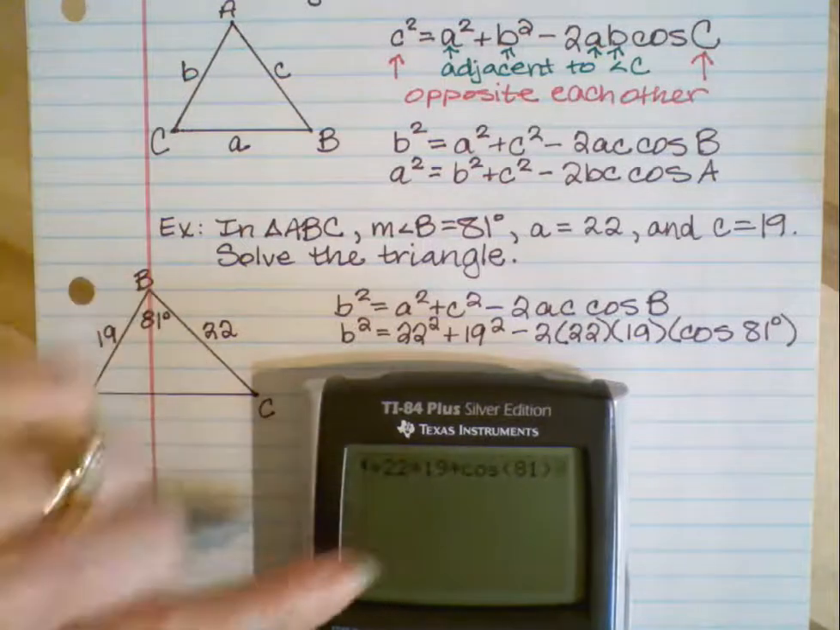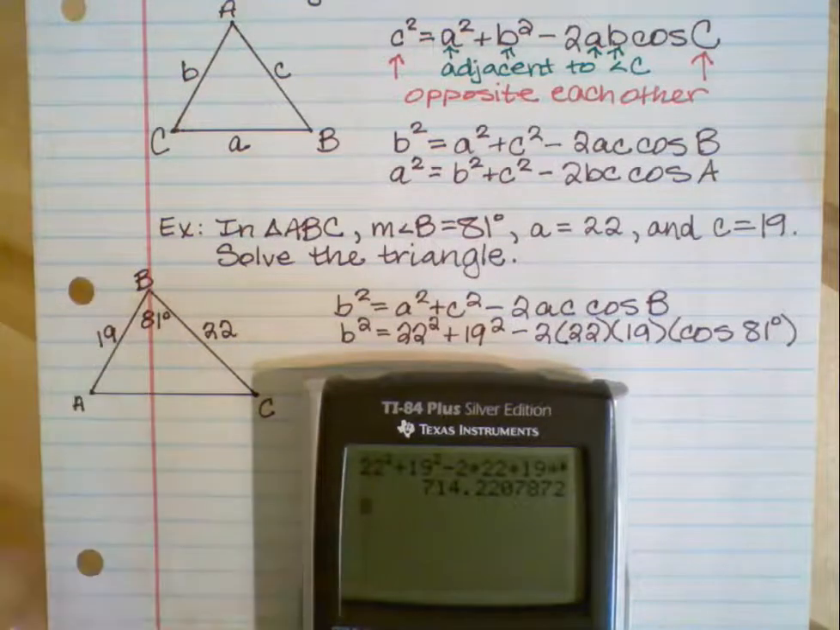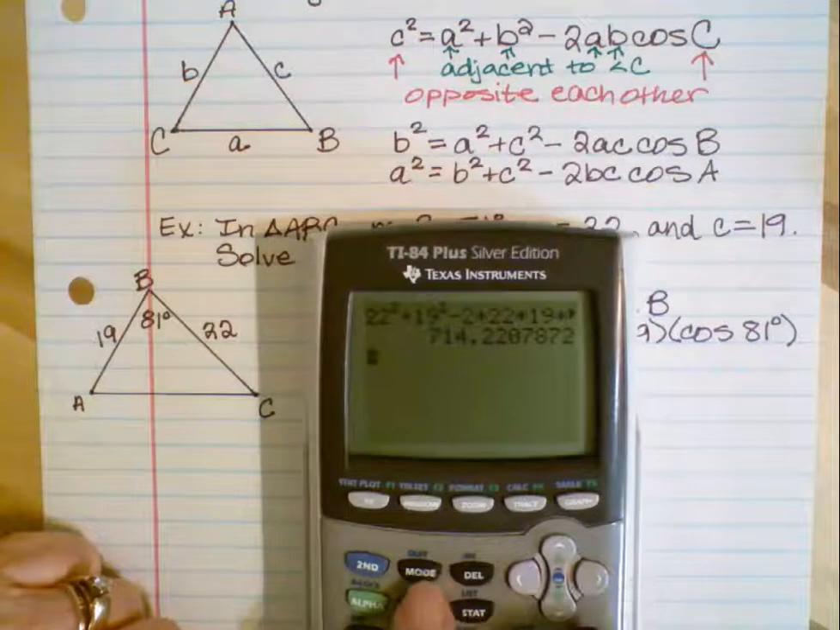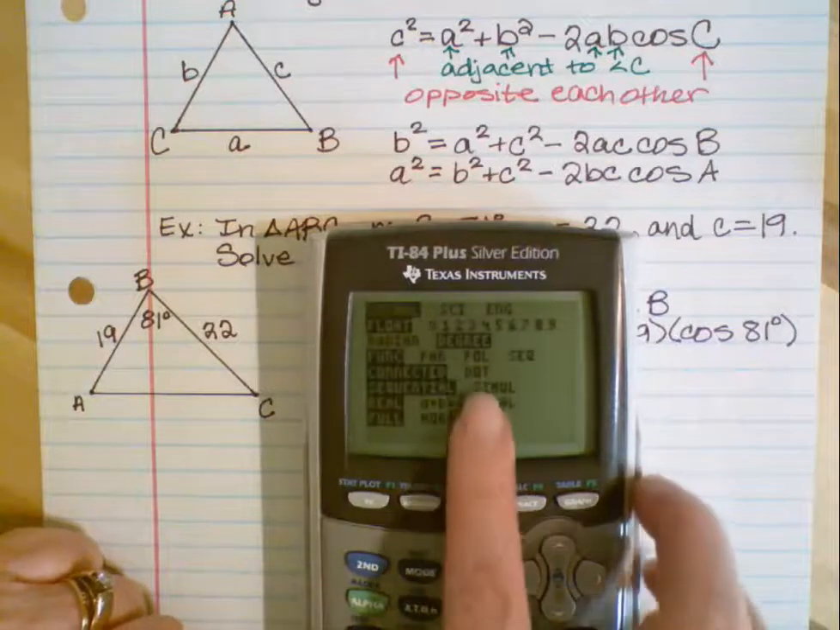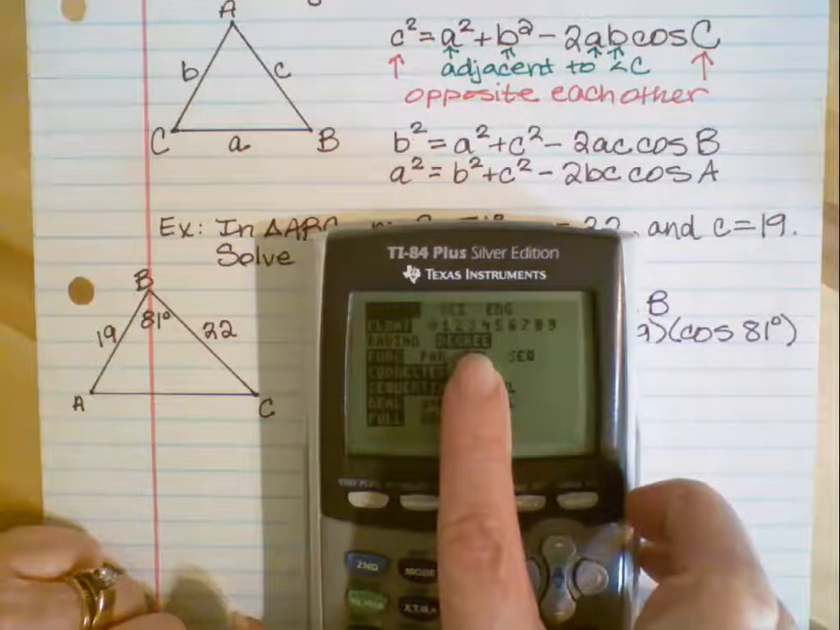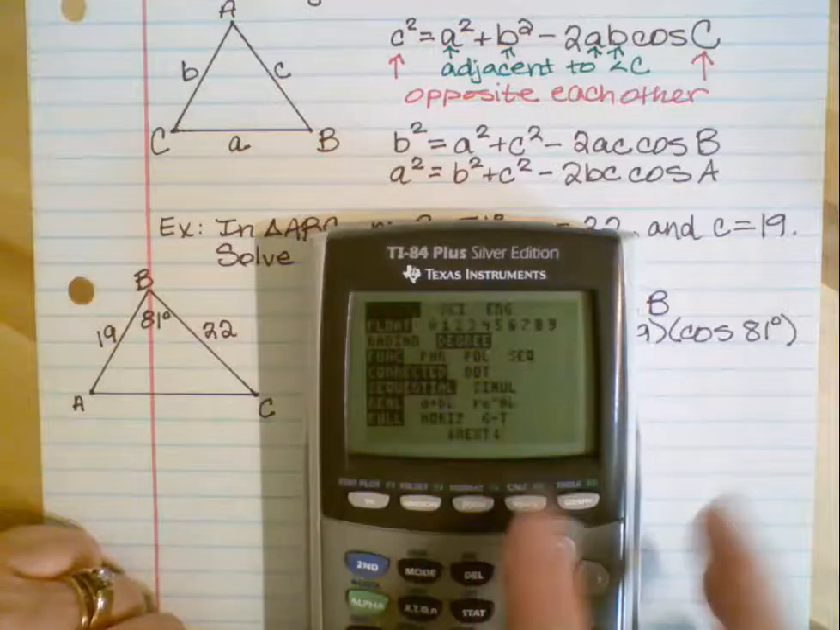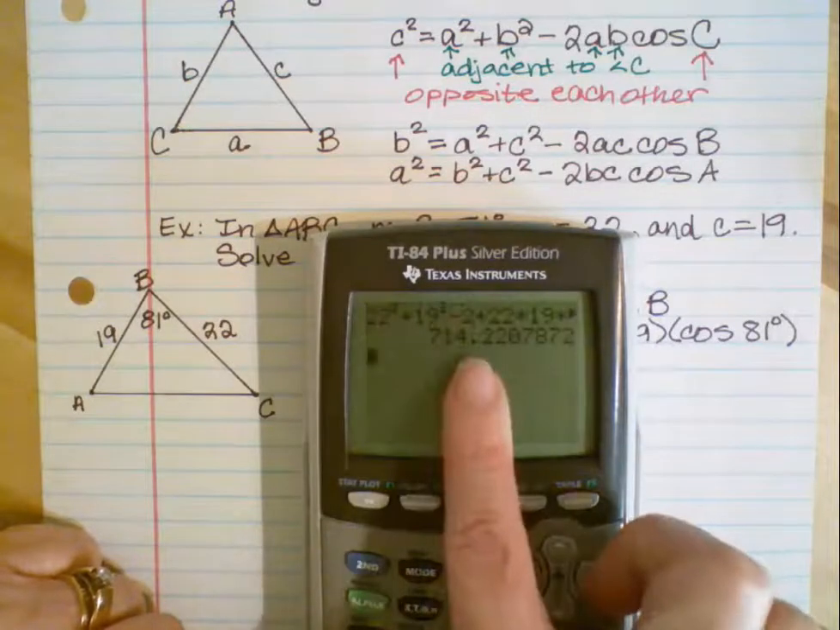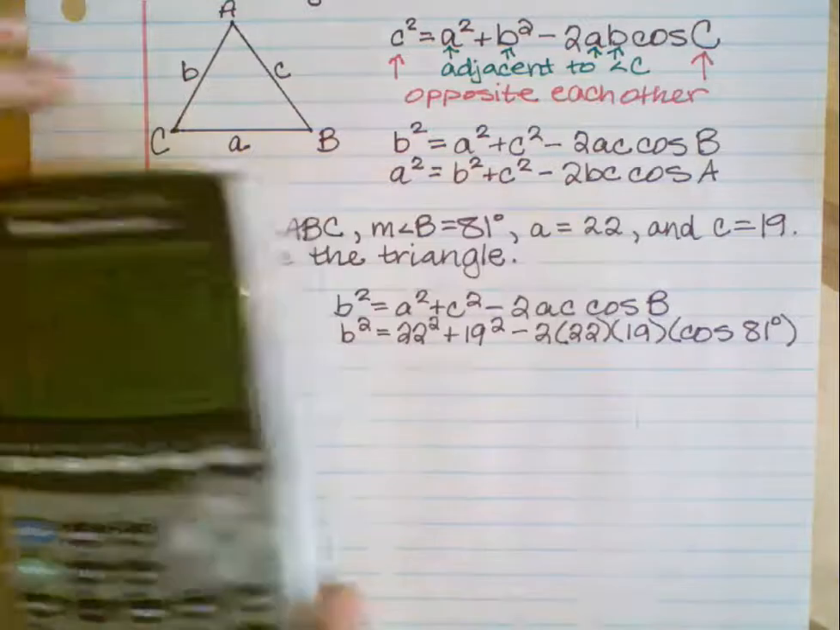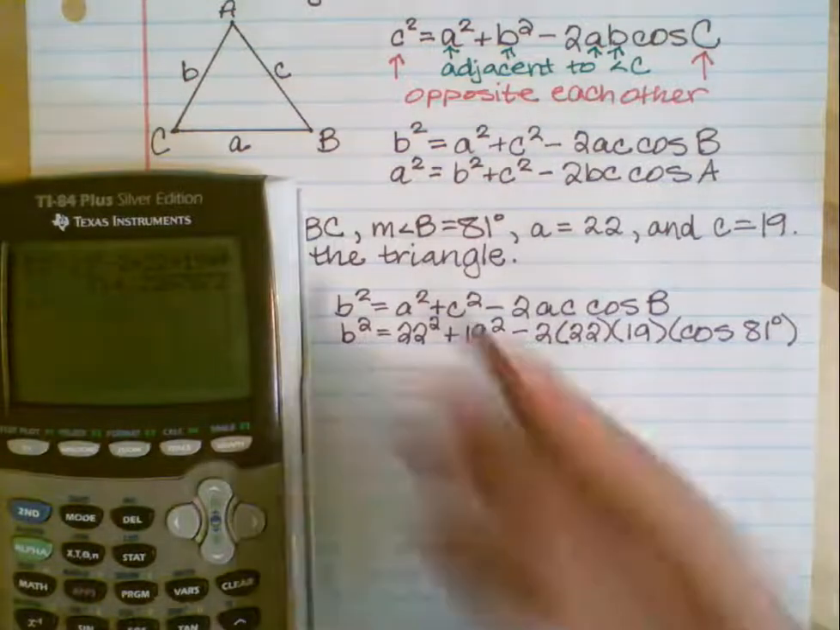Now, you should, in this case, get an answer of 714.22, etc. And of course, we're going to have to round that because that's not a rational number that we can change into a fraction. If you get a number different than that, my advice is check to make sure you're in the correct mode. Here with the TI-84, you can press the mode button and see that I am, in fact, in degree mode. If you're in radian mode, you'll get a different answer than this 714.22. Okay, so that represents the length of b squared.